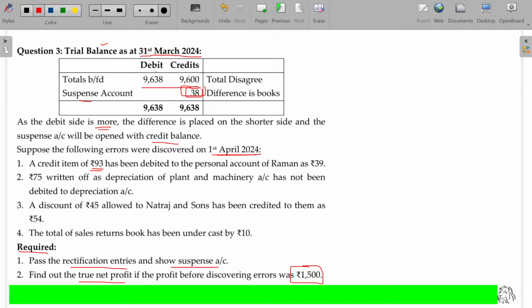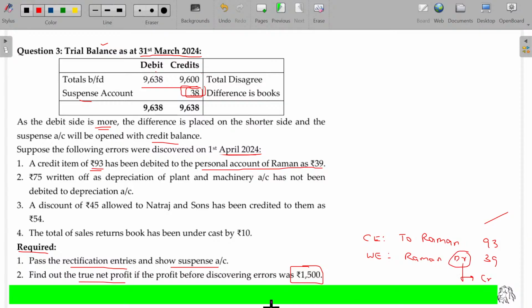A credit item of 93 has been debited to the personal account of Raman as 39. Right. Personal account of Raman as 39. What is the correct entry? To Raman: Raman should be credit, the value being 93. What's the wrong one? Raman debit, value being 39. The correct entry should be passed, and the wrong entry should be reversed.